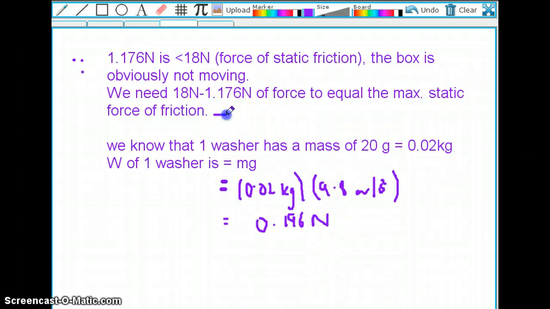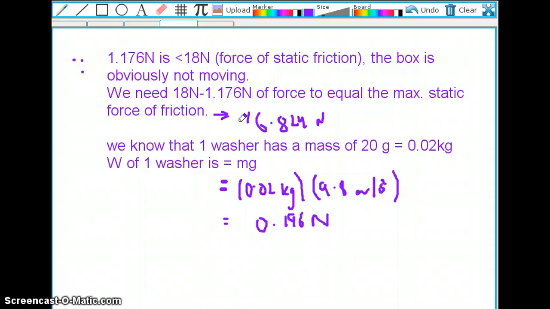Here I should actually write it out. So 18 newtons minus 1.176 newtons is 16.824 newtons. So we need 16.824 newtons more of force, and the box still wouldn't move because we can basically have up to 18 newtons of force pulling on the box, if you will, and the box will still stay still.